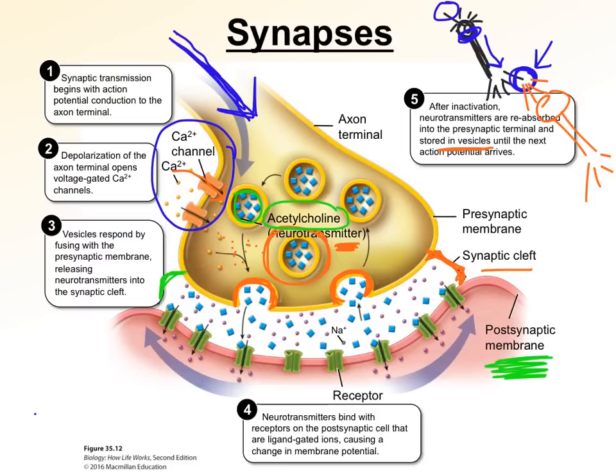So you can see here that these are channels, and this one's closed and this one's open. And when it's open, it allows sodium ions to move through. This particular type of channel is specific to sodium ions. But you'll notice that it opened because acetylcholine bound to it. So this is not only a channel, but it's also a receptor. And we call these ligand-gated channels.